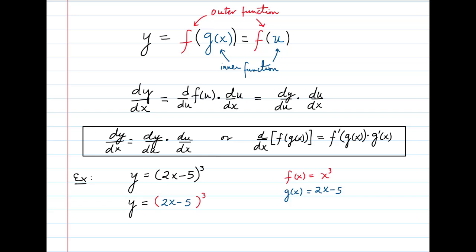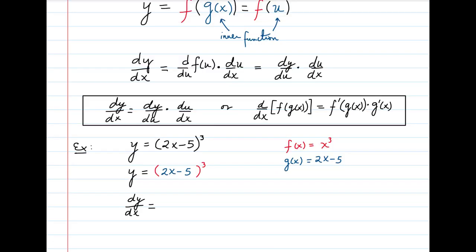So dy/dx is going to be equal to the derivative of the outer function. Remember, instead of x it is going to be this whole thing here. So what is the derivative of x cubed? Well, we're going to use our power rule, and that's going to bring the 3 to the front, and (2x minus 5), the inside, stays the same, and the power goes down by 1.